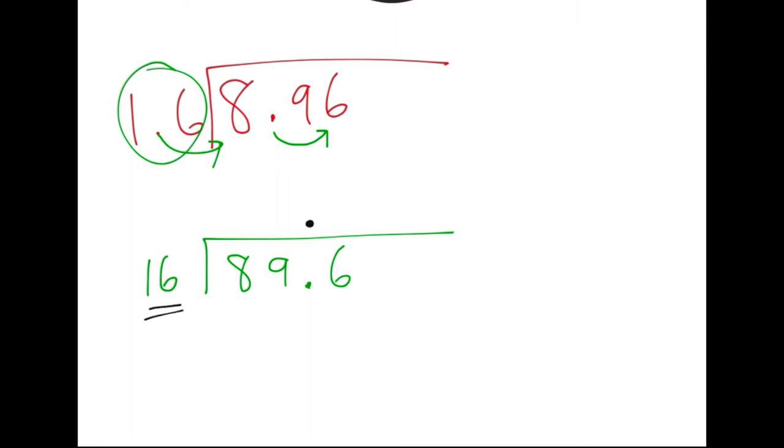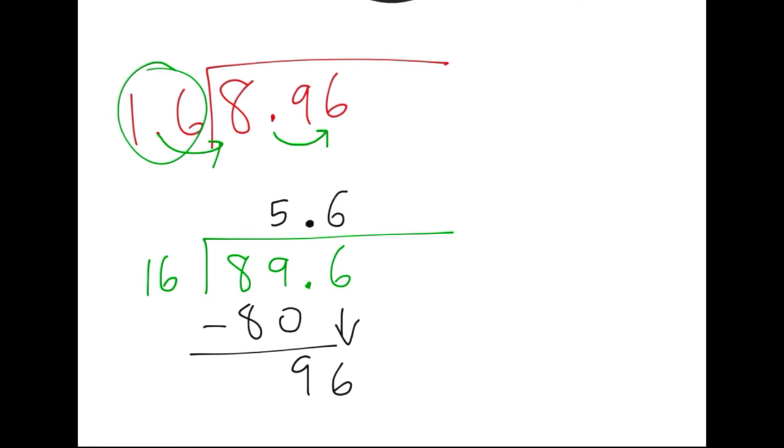Then 16 goes into 89 how many times? Let's try maybe 5 and see if it works. If it doesn't work, then you can try another one. So 5 times 16 is actually 80. So that's good. Subtraction, I have 9, bring down 6. 16 goes into 96 how many times? It's 6, because 6 times 16 is 96. So the answer is 5.6.